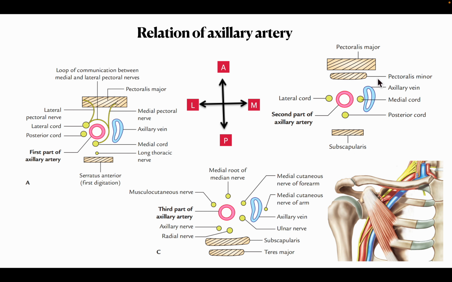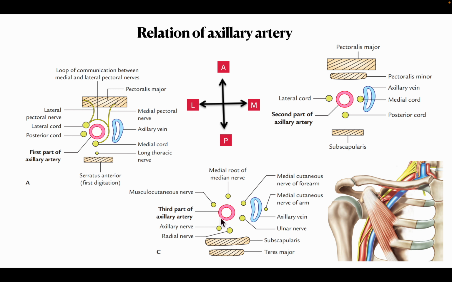Now let's know the relations of the second part of the axillary artery. Anteriorly we have again the pectoralis major and pectoralis minor. On the back side, or in the posterior aspect, we have the subscapularis muscle as well as the posterior cord of the brachial plexus. In the medial aspect, the axillary vein and the medial cord of the brachial plexus, and in the lateral aspect again the lateral cord of the brachial plexus. Because the brachial plexus has three cords, that is medial, lateral and posterior cord.